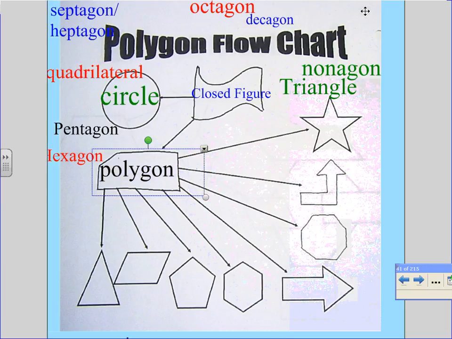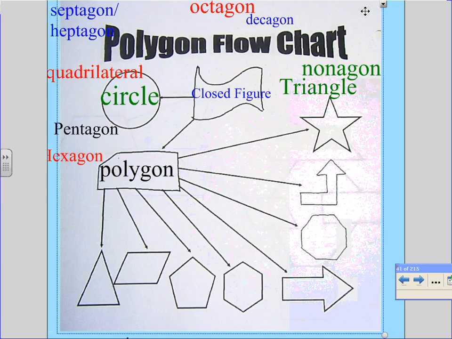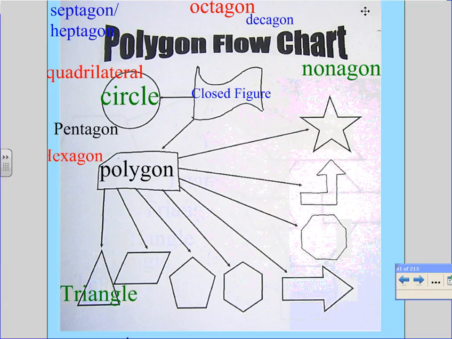So a polygon, of course, a circle is not a polygon, but we know polygons are closed figures. They have to have segments. They only intersect at the endpoints. No curvy lines. It's a closed figure. Okay, let's start here. What are we going to call this? Good, triangle. So go ahead and fill in triangle for the one at the bottom. There's our 3 sides. Okay, Steve, what do we call something with 4 sides? Good, quadrilateral.